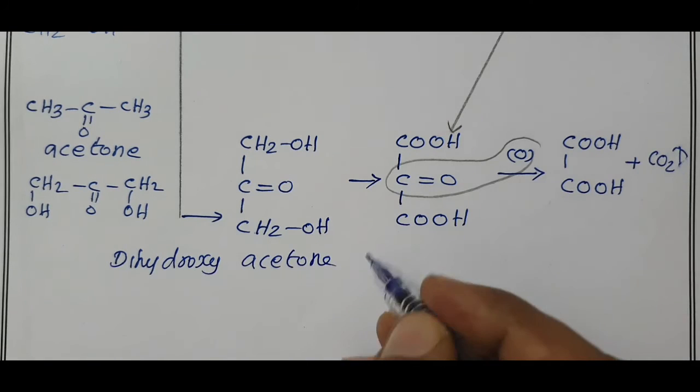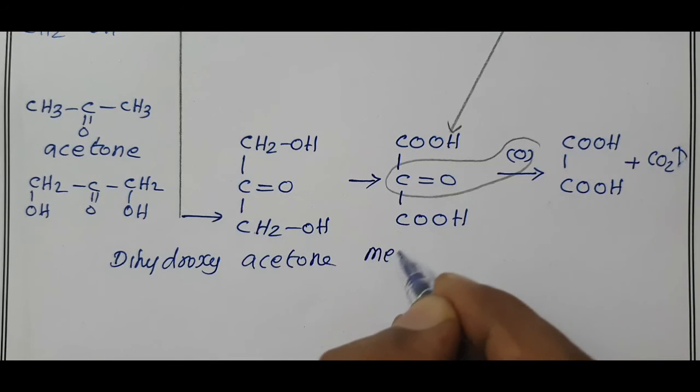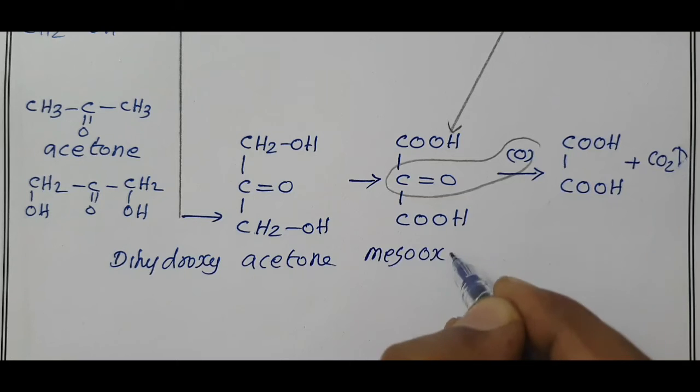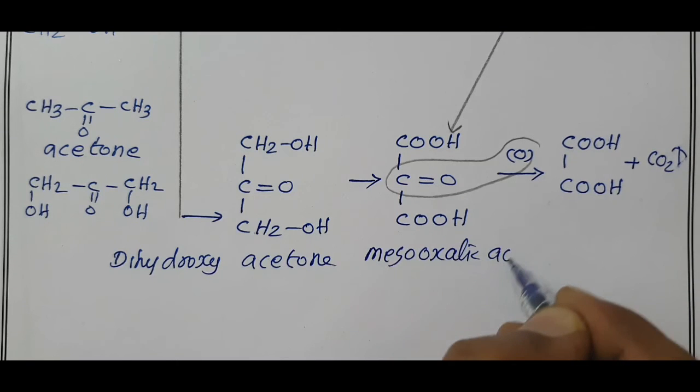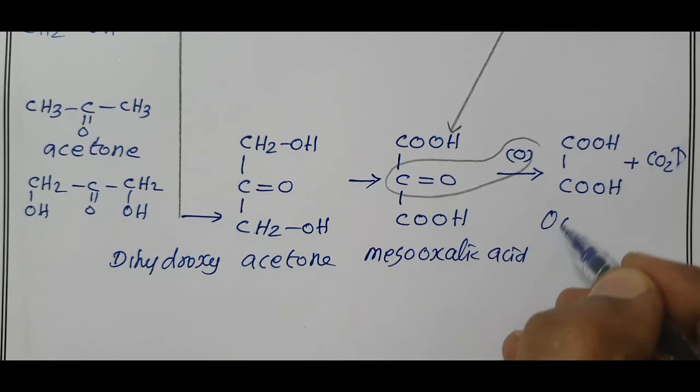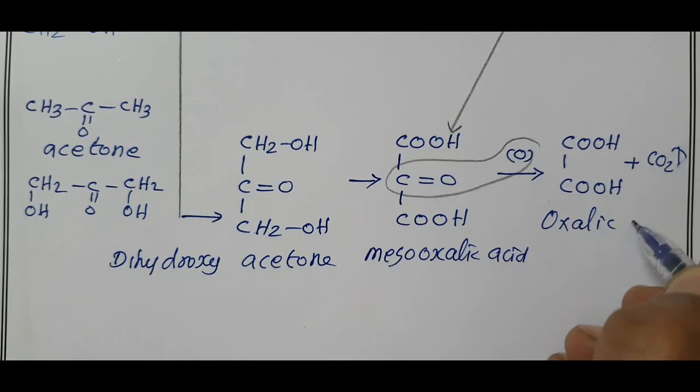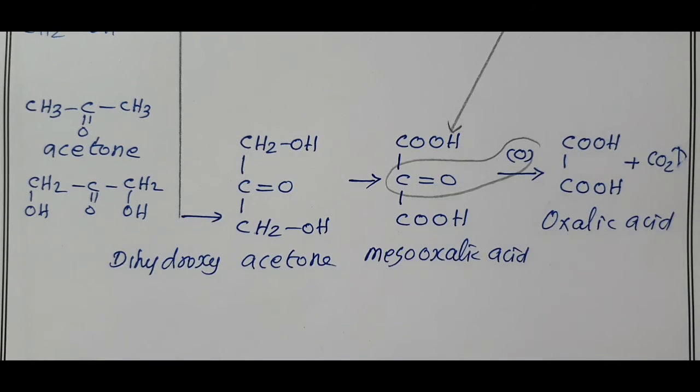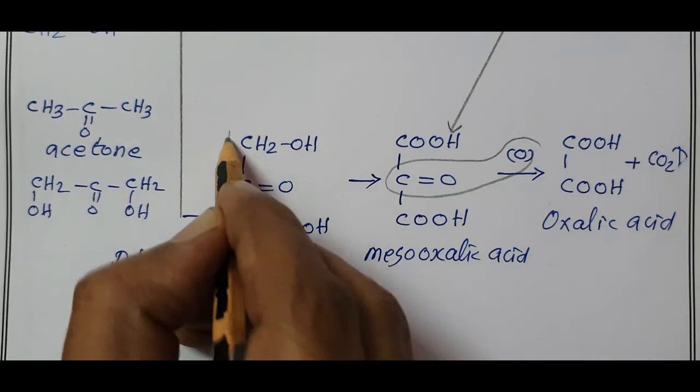This is your mesoxalic acid. Mesoxalic acid. Last one is oxalic acid. Oxalic acid, common name. Now, the IUPAC name of this compound: 3 carbon, 1 ketone functional group and 2 hydroxy alcoholic functional groups.